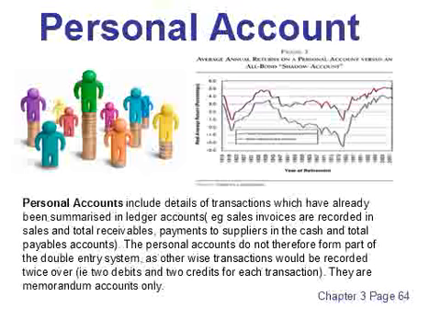Personal accounts. Personal accounts include details of transactions which have already been summarized in ledger accounts. For example, sales invoices are recorded in sales and total receivables, payments to suppliers in the cash and total payables accounts. The personal accounts do not therefore form part of the double entry system, as otherwise transactions would be recorded twice over, i.e. 2 debits and 2 credits for each transaction. They are memorandum accounts only.